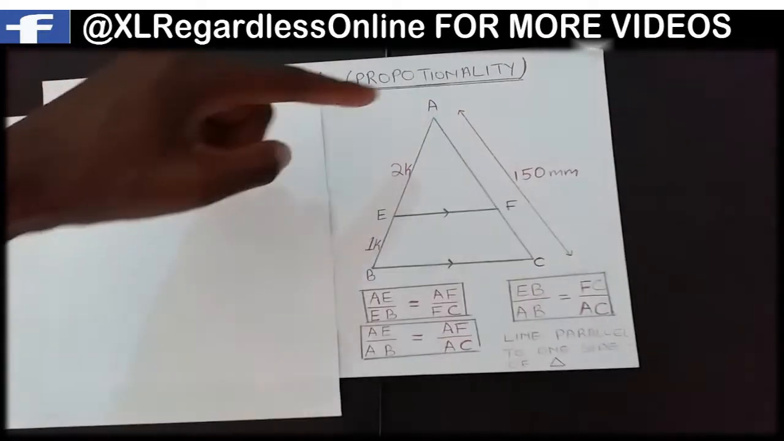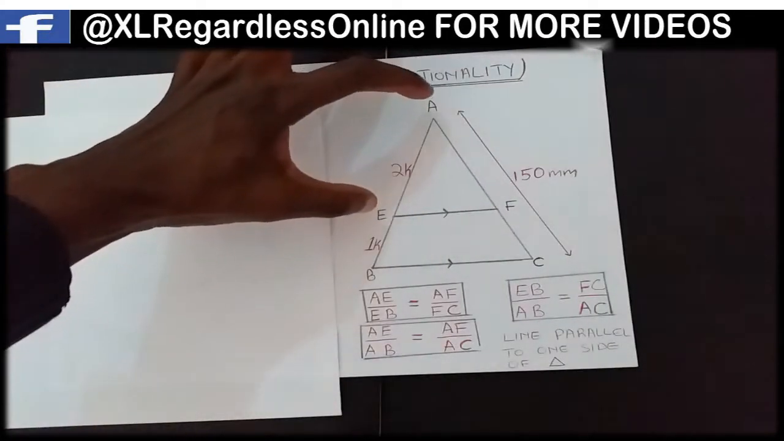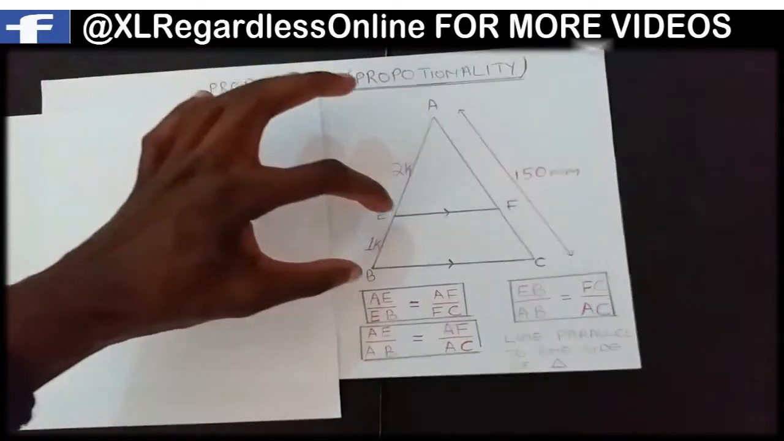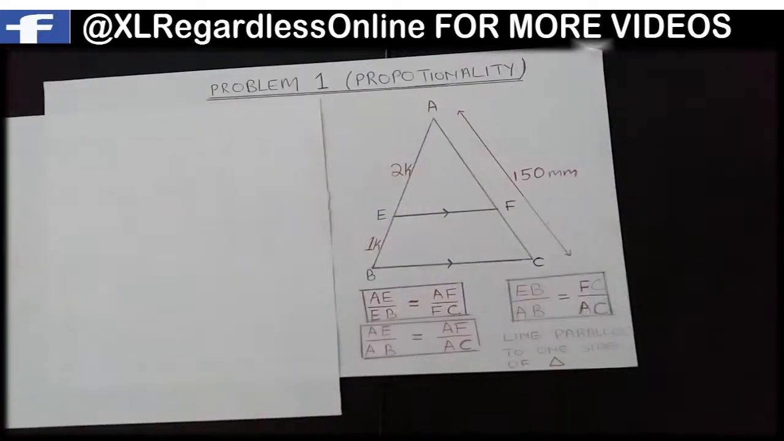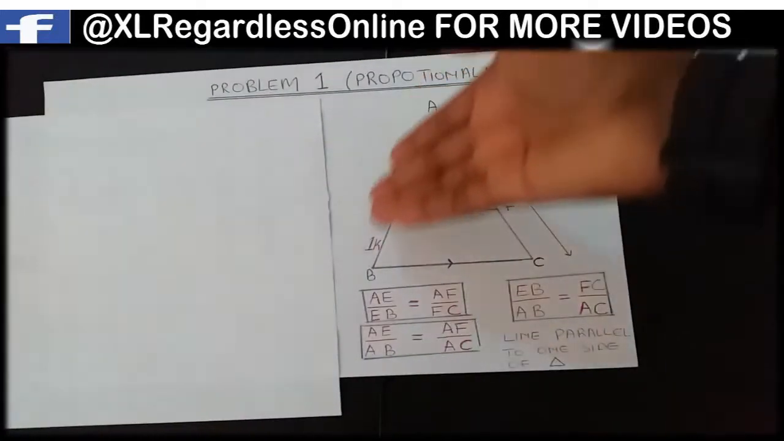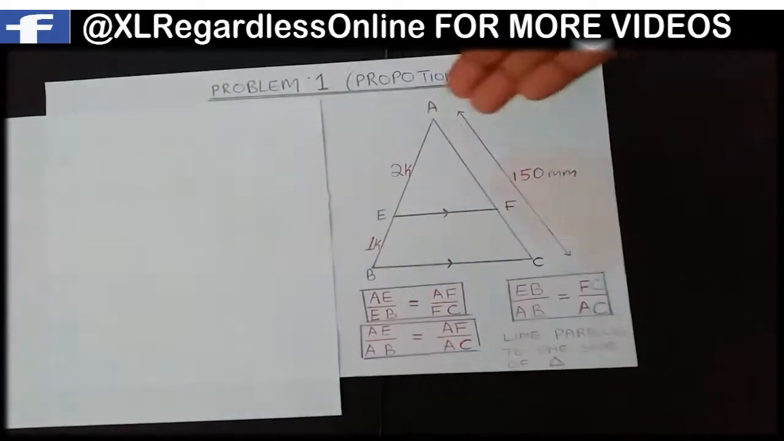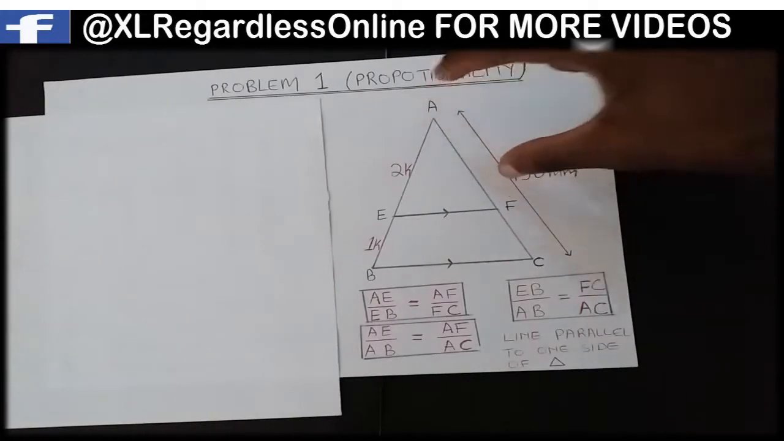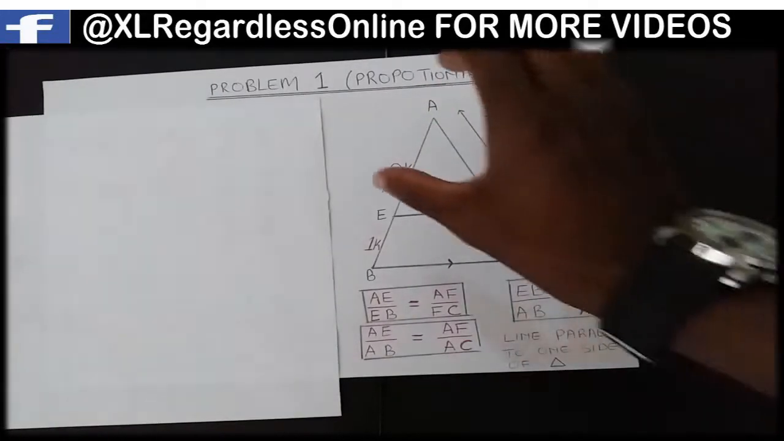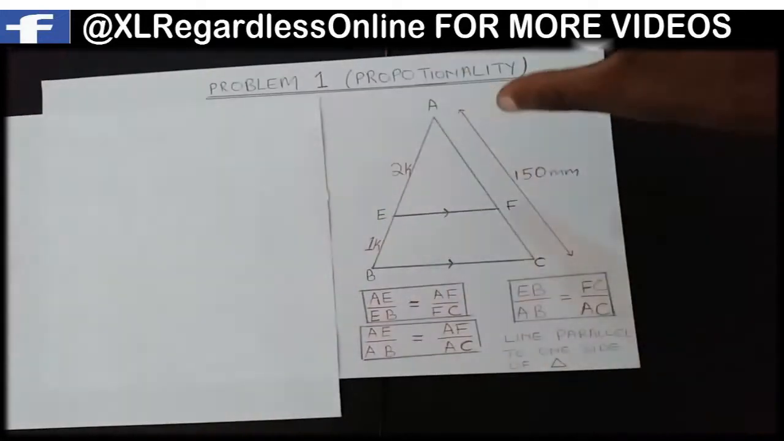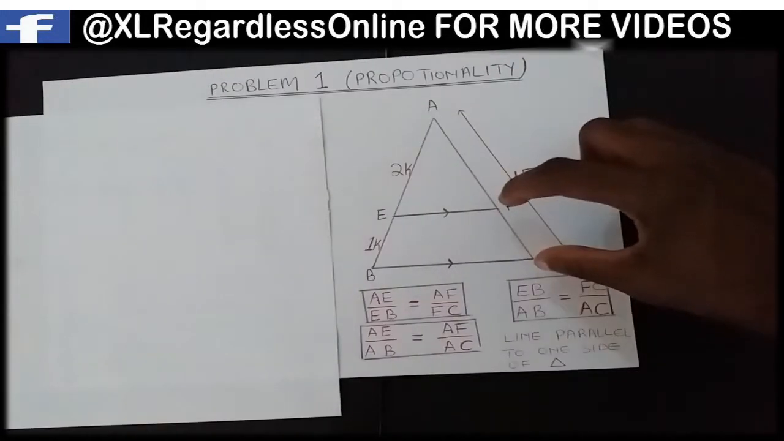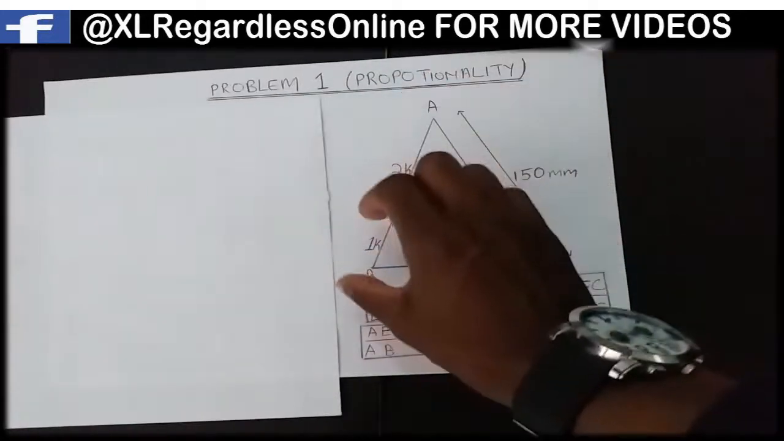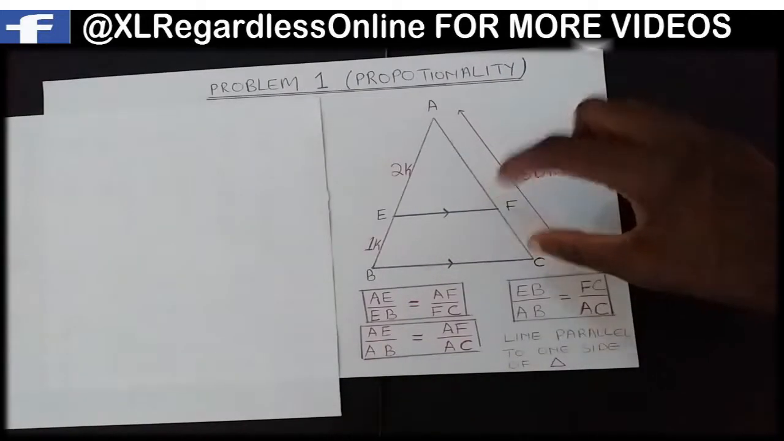When we look at this one, we have AE all over EB. For this side, we used top all over bottom. We're moving away from A because we are saying AE is all over EB. So on this side, we are also going to move away from A. What are we going to have? AF all over FC. So AE all over EB must be equal to AF all over FC. And there's the first ratio. That's where it comes from. Top all over bottom is equal to top all over bottom for the sides.